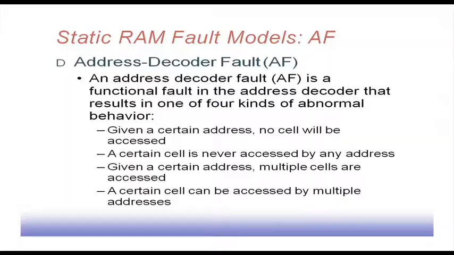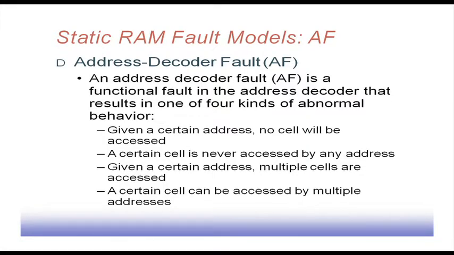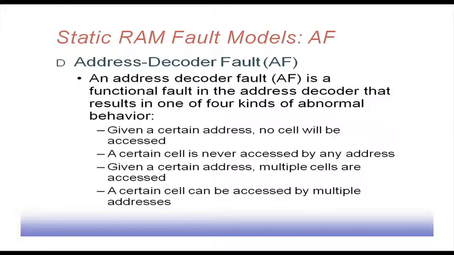An address decoder fault is a functional fault in the address decoder that results in one of four kinds of abnormal behavior. First of all, given a certain address, no cell will be accessed. So, we put an address, but none of the cells get selected. That is a problem with the address decoder. Second, a certain cell is never accessed by any address. We try to select one particular cell, but whatever address we put, it is never selected. So, there is a decoding problem. Every cell has to be selected from the address decoder, so the address decoder has a very important role in the operation of the memory.